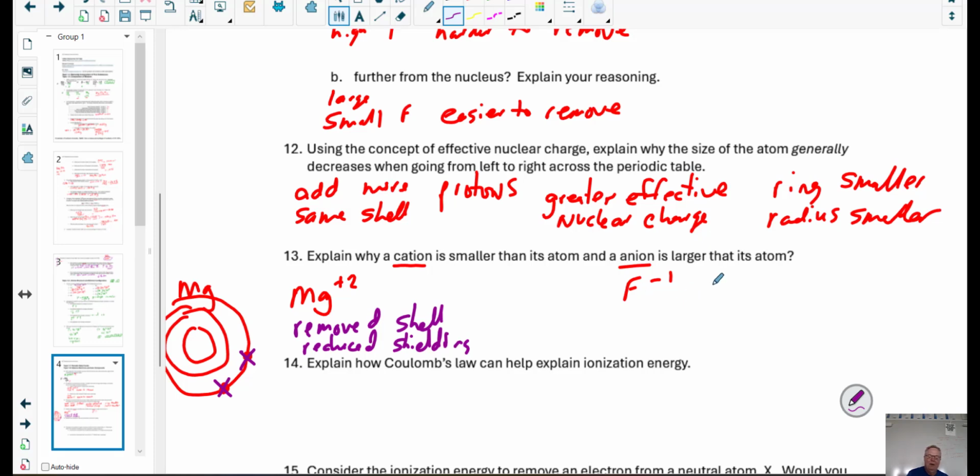So here, now we're adding an electron. So when you add an electron, what do you technically do? You increase the electron pair repulsions.